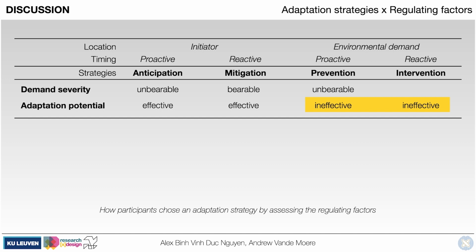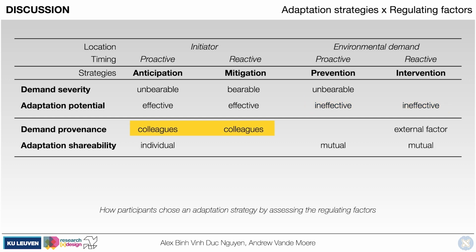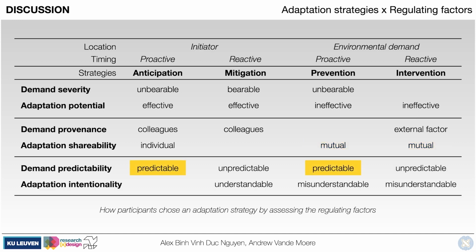When the adaptation potential was perceived to be ineffective, participants chose to adapt around the demand itself to disrupt its occurrence. If the demand provenance was their colleagues, participants would adapt around themselves to not disturb others. However, they felt empowered to do otherwise if the adaptation benefits can be shared. When the demand was predictable, participants opted for proactive adaptations. To avoid misunderstanding of their intentions, participants directly adapt around the environmental demands at hand.